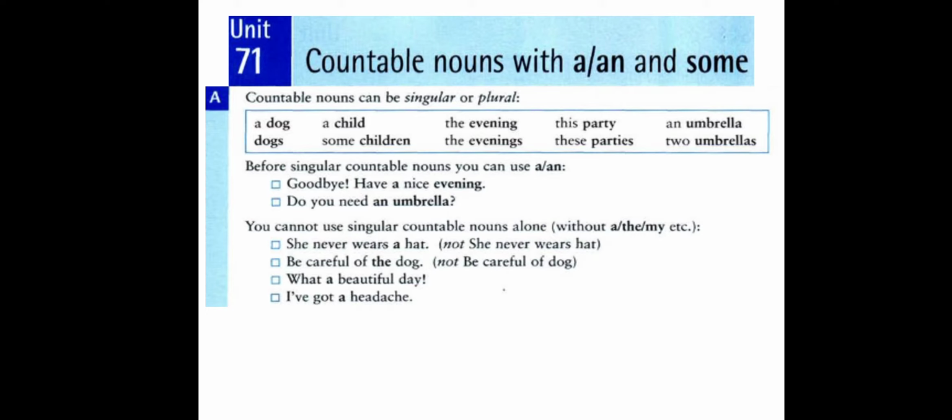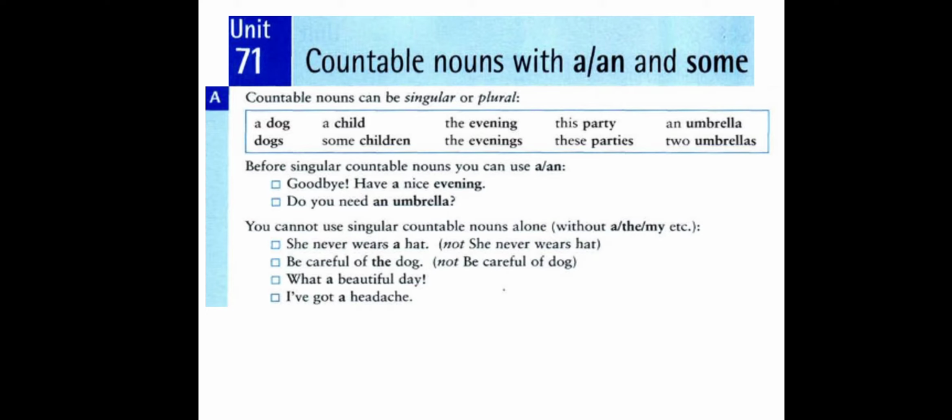Do you need an umbrella? Umbrella here starts with the vowel U, that's why we use the article an, and it is singular. It is a singular umbrella, that's why we use the article an. You cannot use singular countable nouns alone without a or the or my. Never use singular countable nouns without articles, whether the indefinite article a or an, or the definite article the, or a possessive, my.